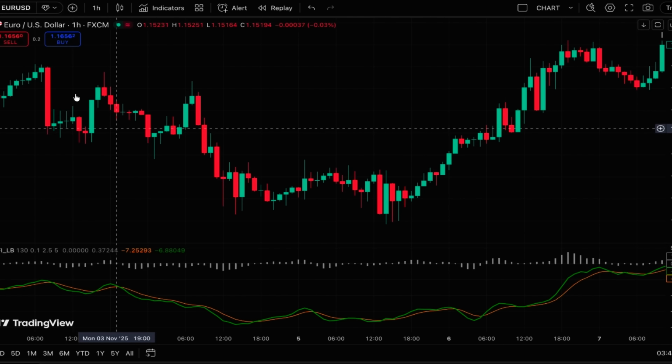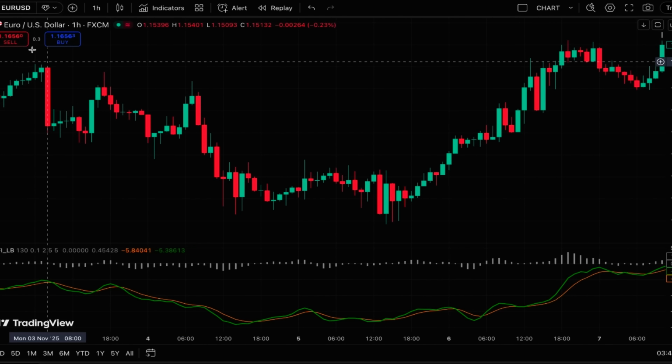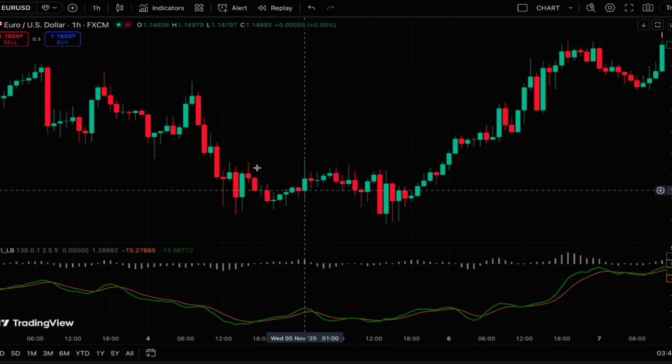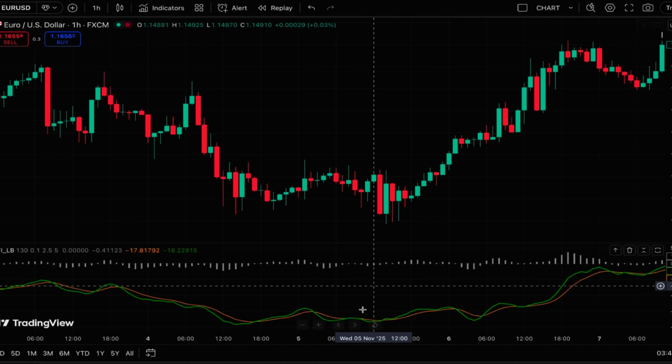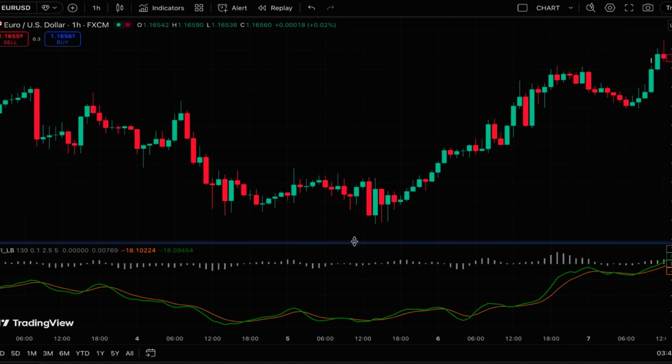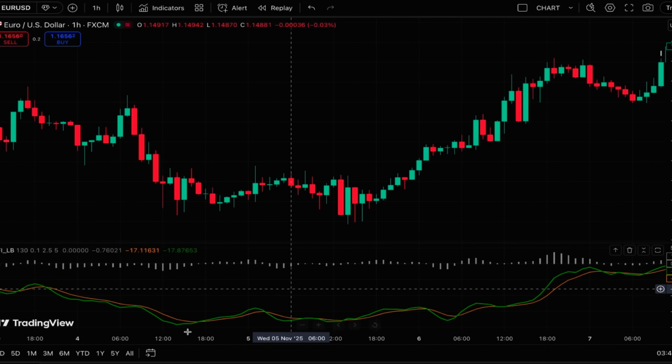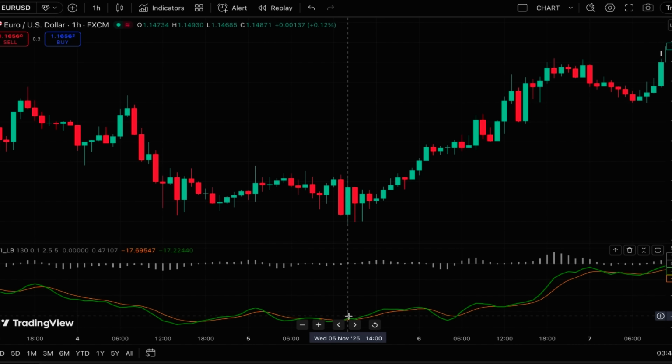For example, here you can see that the price was in a downtrend, making lower highs and lower lows, and here you can see that the price made a lower low, but when we check VFI, we can see that the VFI line didn't follow and it made a higher low. This divergence shows that the volume is building behind the scene.